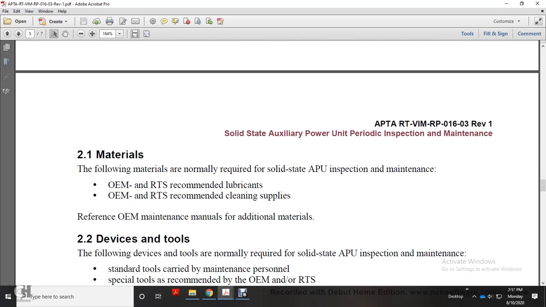2.1. Material. The following material is normally required for a solid state auxiliary power unit inspection maintenance. Original equipment manufacturer or railway transit system recommended lubrication. Original equipment manufacturer or railway transit system recommended cleaning supplies. Refer to the original equipment manufacturer maintenance manual for additional material.